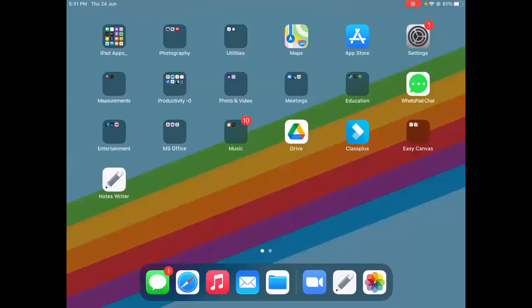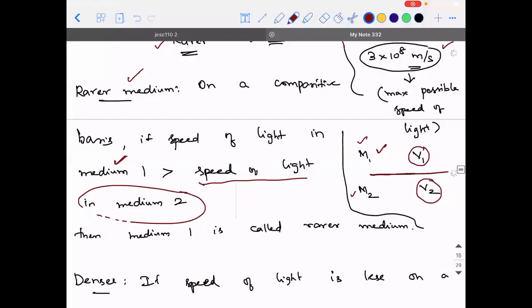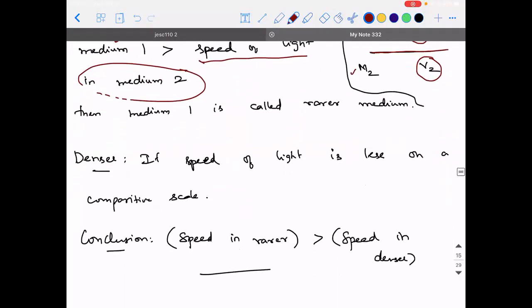Are you able to understand? So on a comparative basis, if the speed of light in medium 1 is greater than in medium 2, then medium 1 is called the rarer medium. Obviously, vice versa is the denser medium. So from all these definitions, the conclusion we can make is that the speed of light in a rarer medium is always greater than the speed of light in a denser medium.